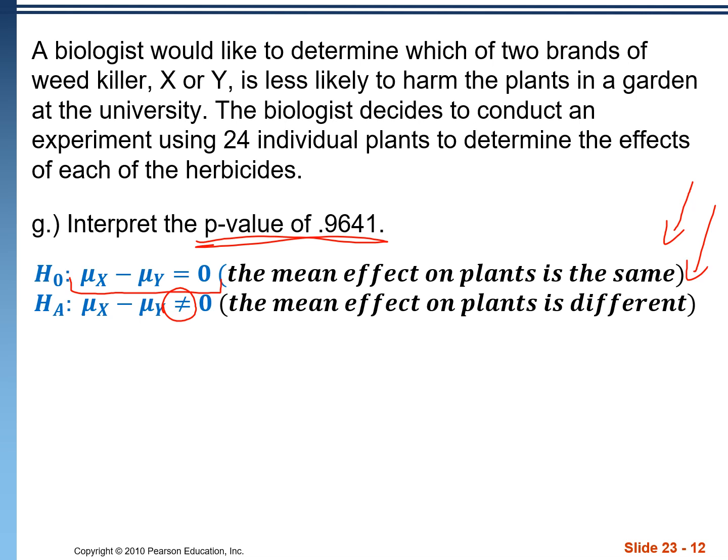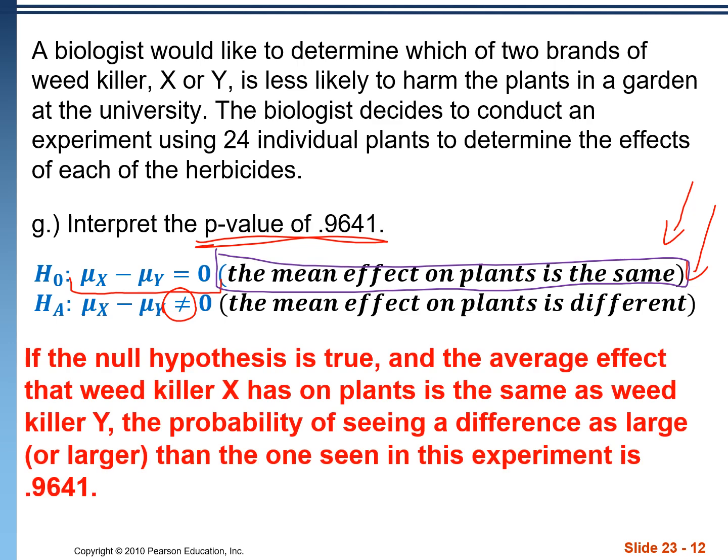So we want to start off by saying if the null hypothesis is true and the mean effect of the weed killers on the plants is the same, then the probability of seeing a difference as large or larger than the one seen in this experiment is 0.9641. Okay, so there's a 96.4% chance that if this is true, we would see the results that we saw or more extreme than that.